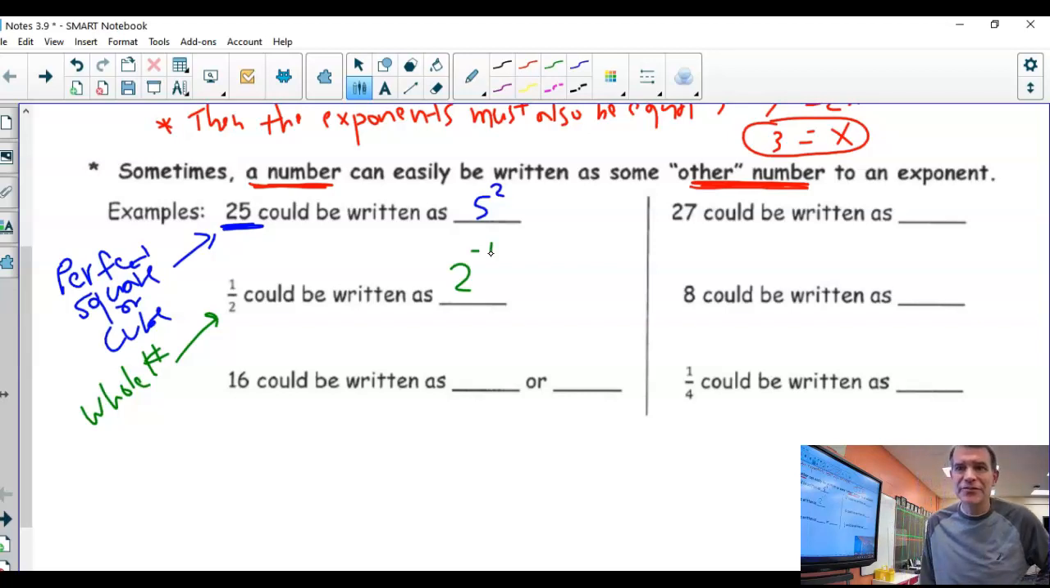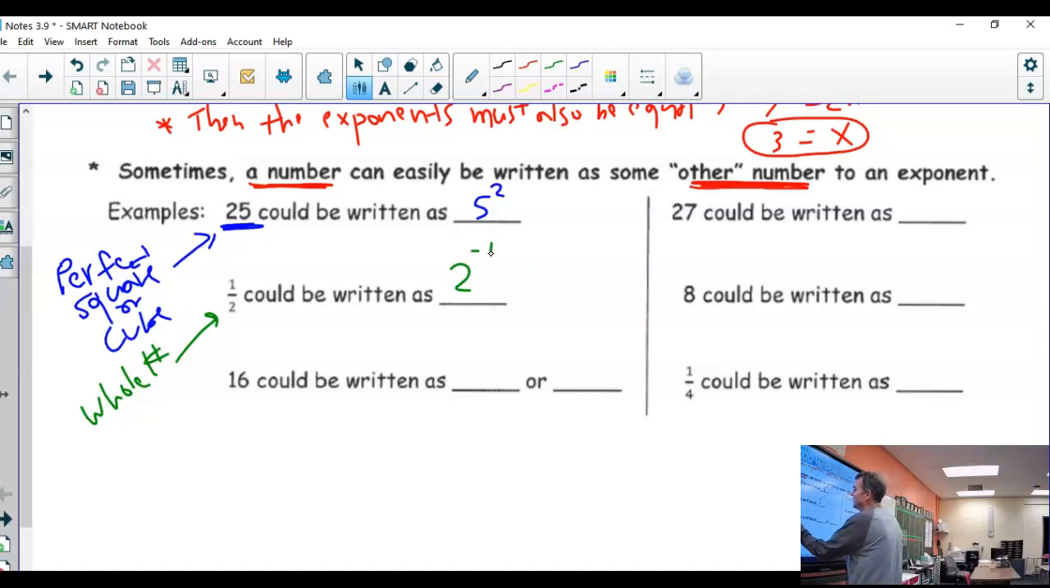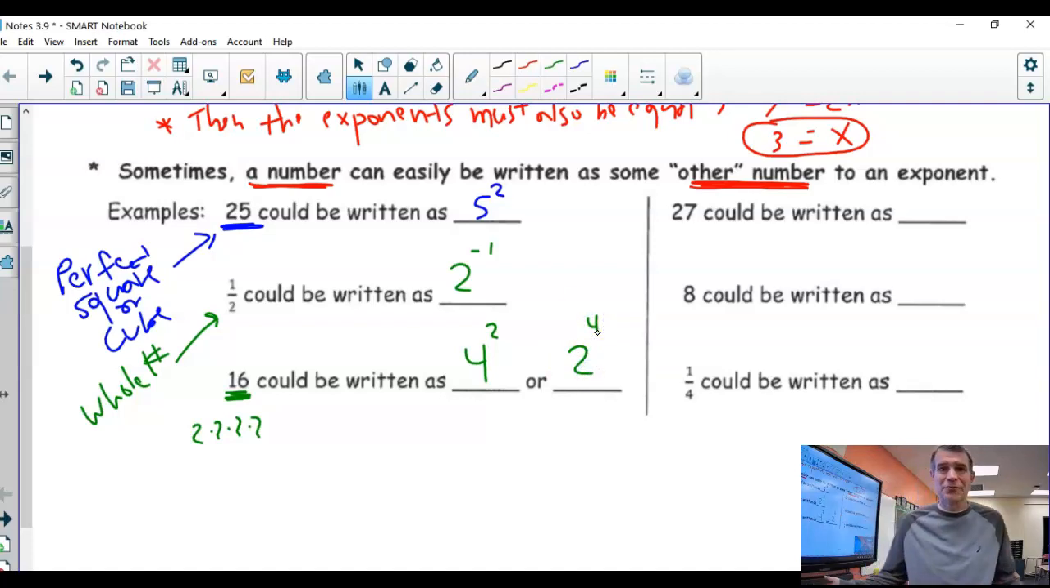How about 16? I think you can do 16 two different ways. Do you know what they are? I know that 16 is a perfect square. So I could write it as 4 to the second power. But I also know that 16 is equal to 2 times 2 times 2 times 2. So I could write it as 2 to the 4th power. Either way works, right? And I have taken the 16 and written it as a number to an exponent, which is my goal here. My goal is to write each one of these as a different number to an exponent.